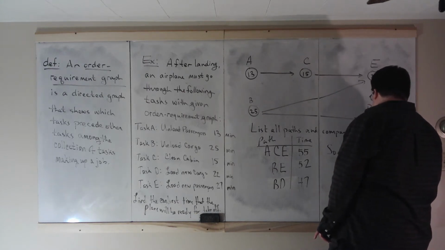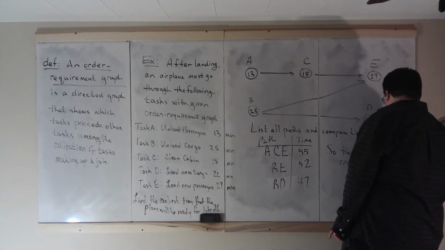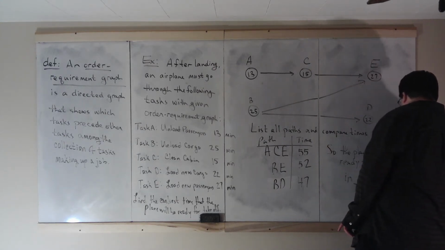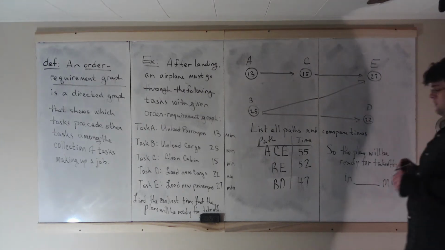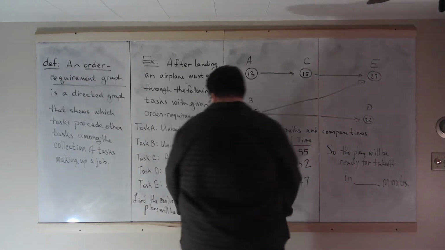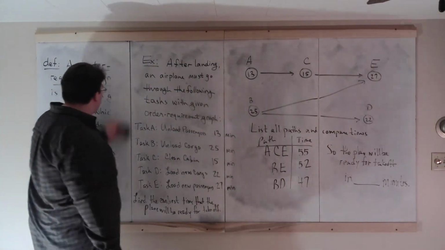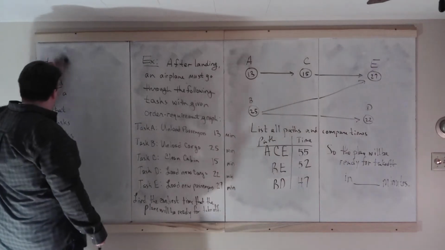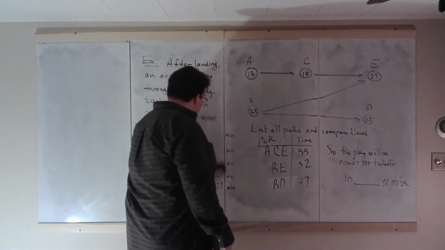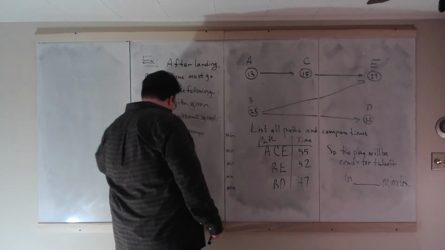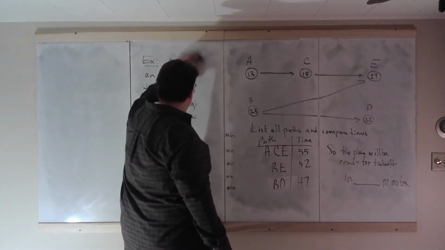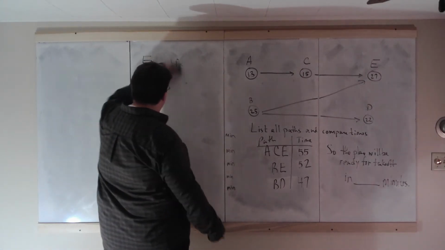So the plane will be ready for takeoff in how many minutes? We listed all of the paths. I'm going to fill in that blank. We found how long it took to travel through this graph. So how long will it take for the plane to be ready? Maybe I shouldn't have erased these. I'm going to reference them.